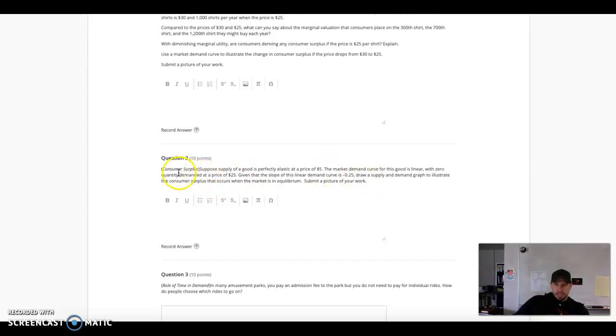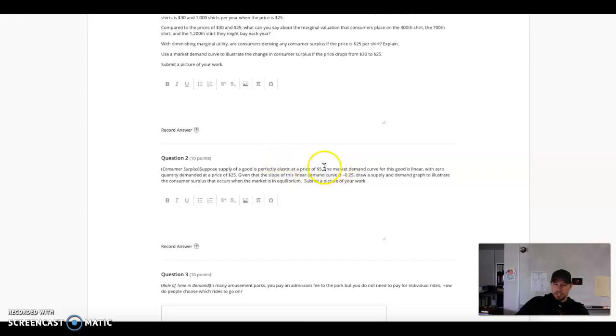So if you start with the first part, it says, suppose that the supply of a good is perfectly elastic at a price of $5. So we're going to get to what that supply curve is in just a second. Remember, perfectly elastic, what will that supply curve look like? Remember, perfectly inelastic is vertical. So perfectly elastic is going to be horizontal. So the supply curve is going to be horizontal at a price of $5, meaning that at any price less than 5, the quantity supplied is going to drop to 0.